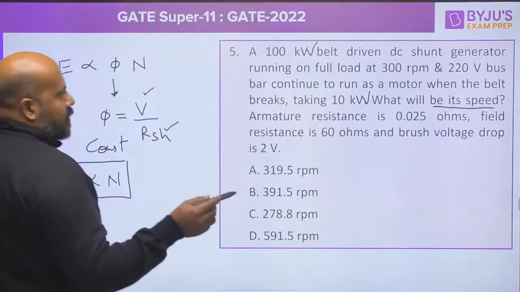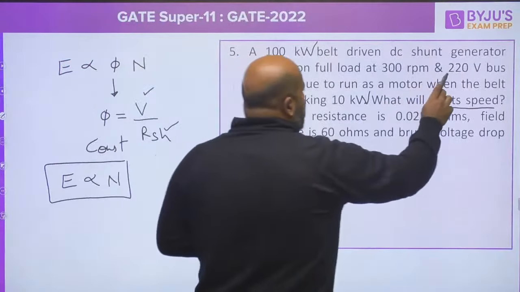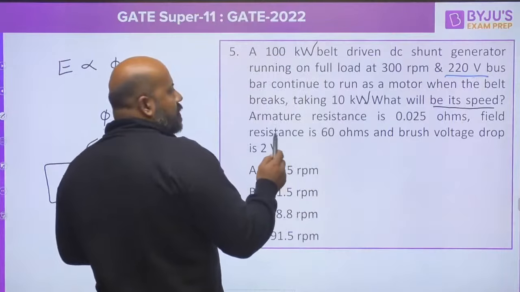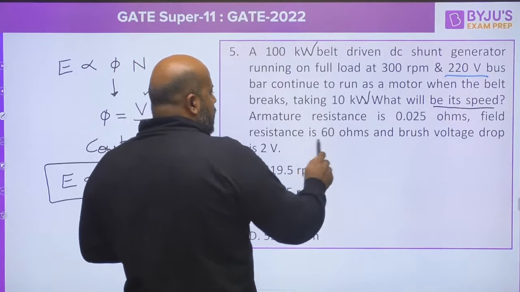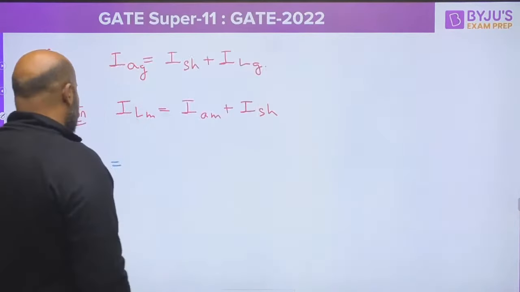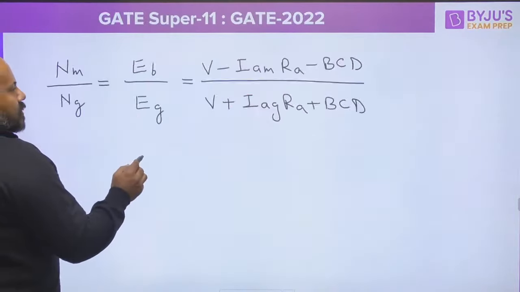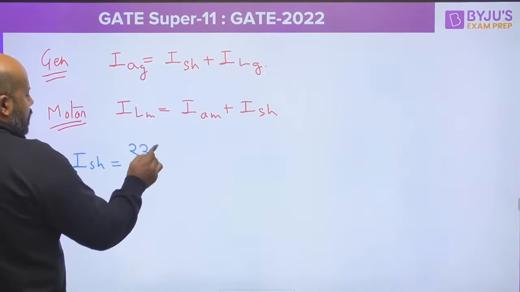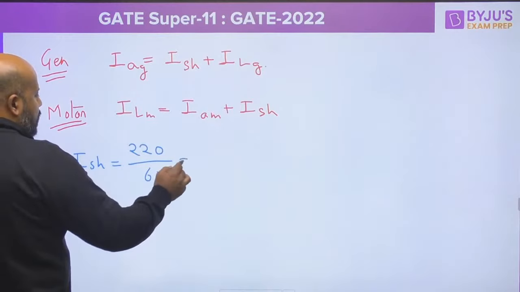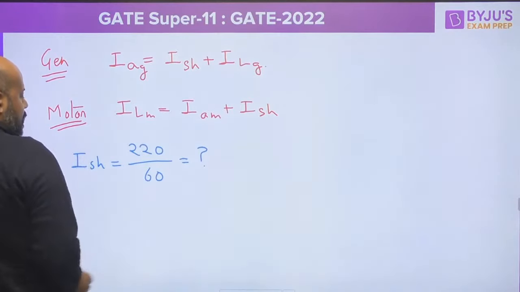The terminal voltage is mentioned, that is 220 volts. And what is the shunt field resistance? It is 60 ohms. So this is going to be 220 divided by 60. Can you tell me what is the shunt field current? Yes, everyone.